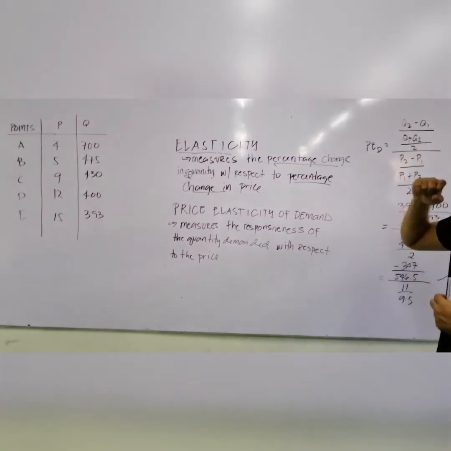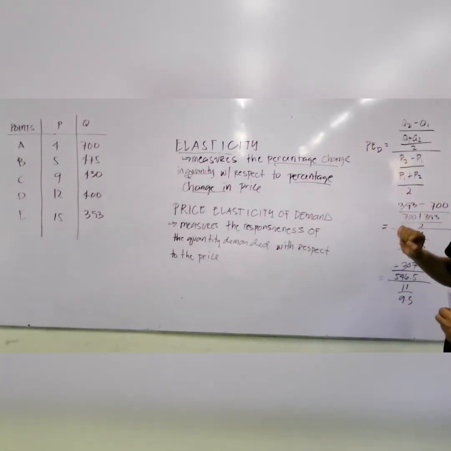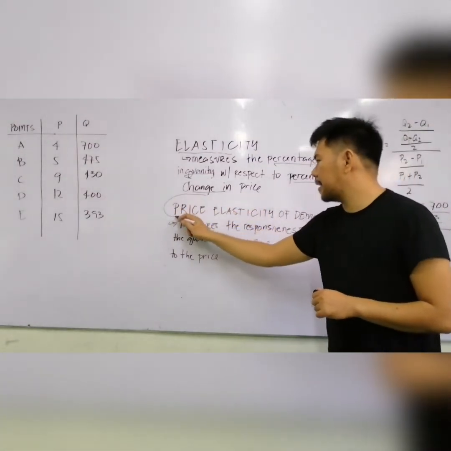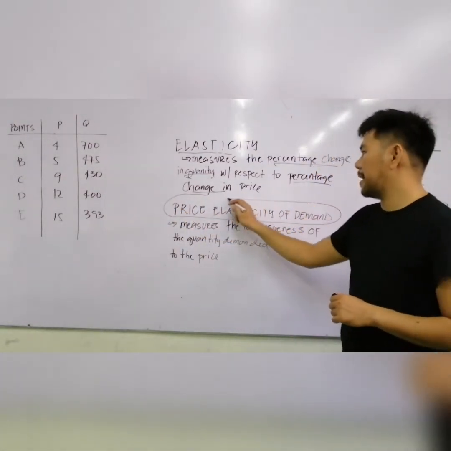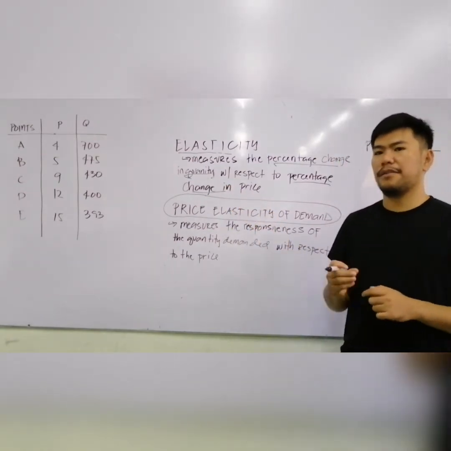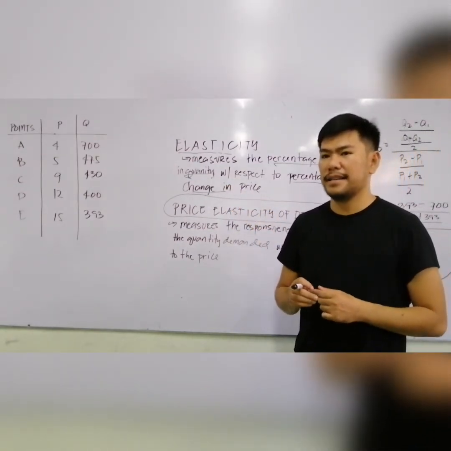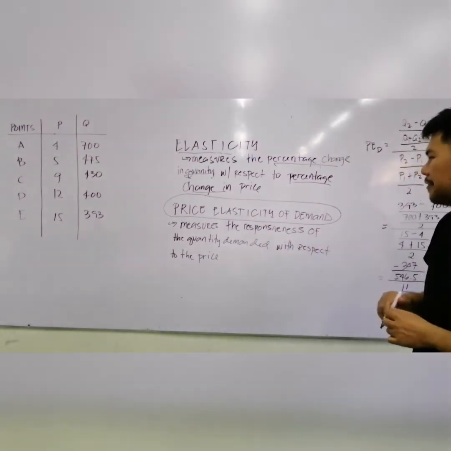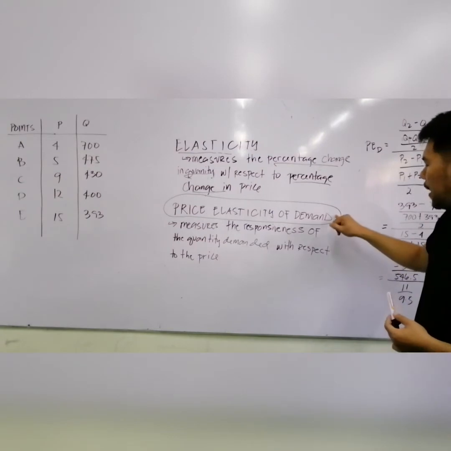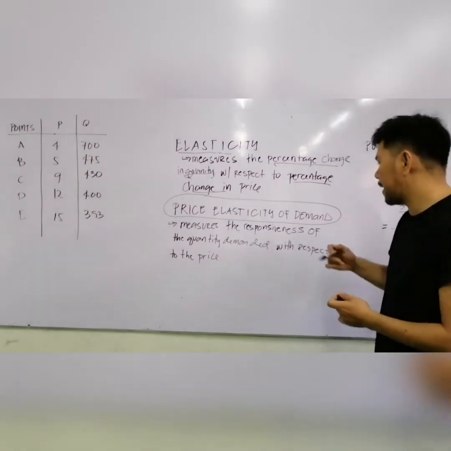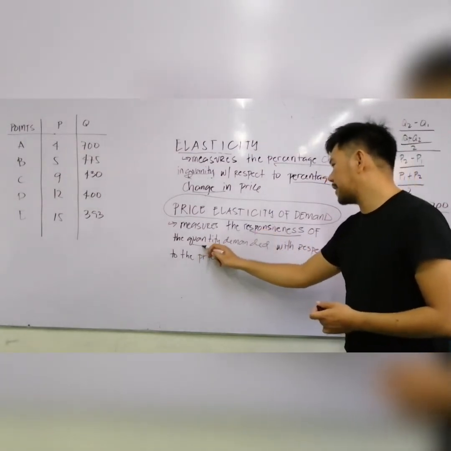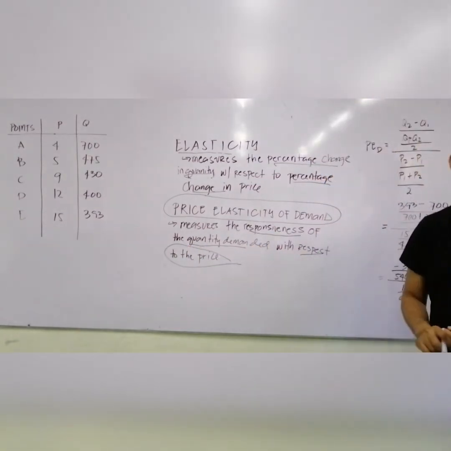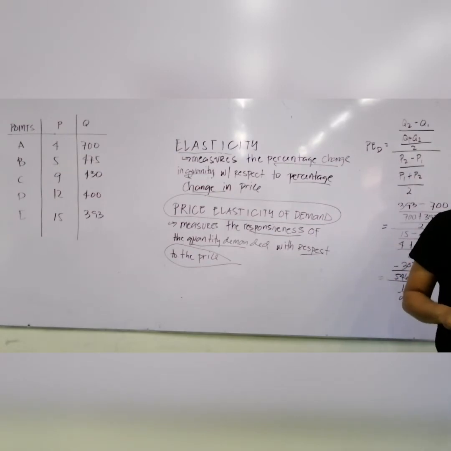Okay? So we have different ways on how to solve the elasticity. The first type of elasticity is the price elasticity of demand. Later on, we will discuss the cross elasticity and the income elasticity. For the time being, we will focus on the price elasticity of demand. The price elasticity of demand measures the responsiveness of the quantity demanded with respect to the price. So we have two variables here, price and quantity demanded.